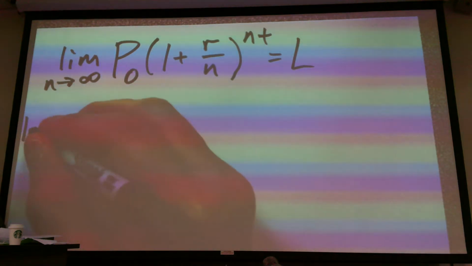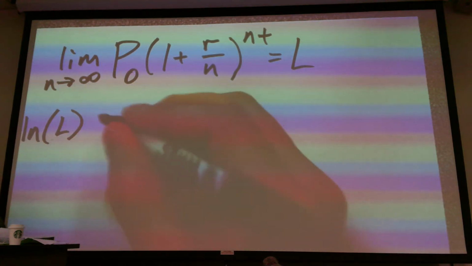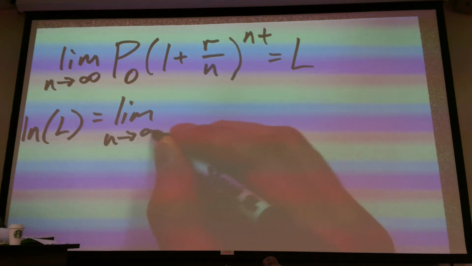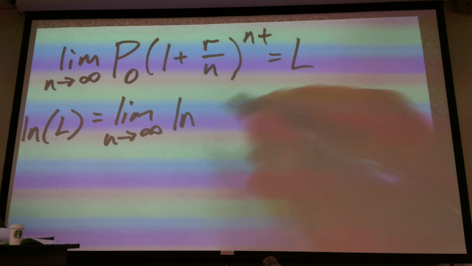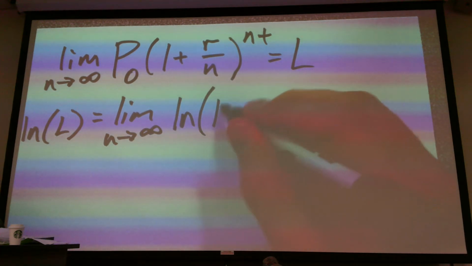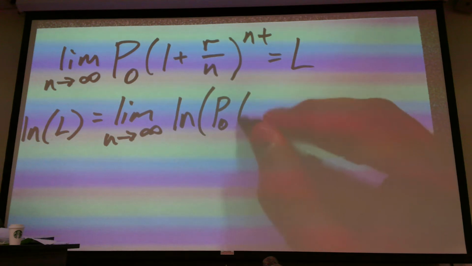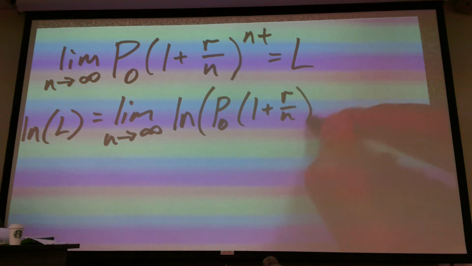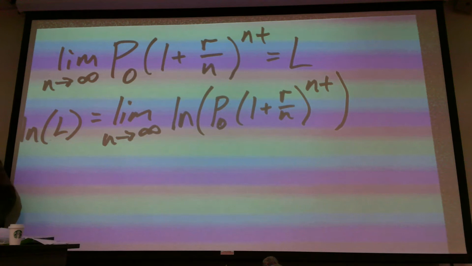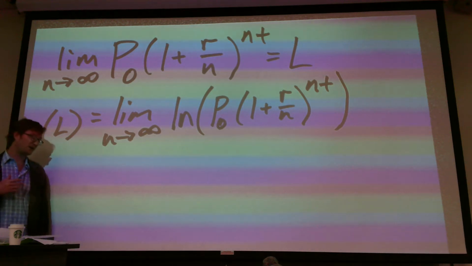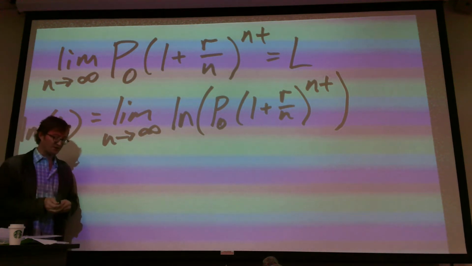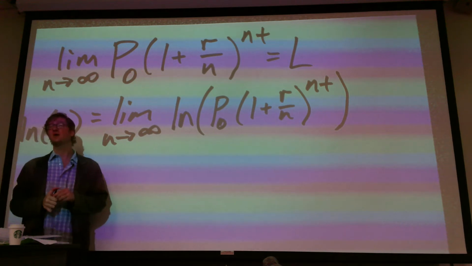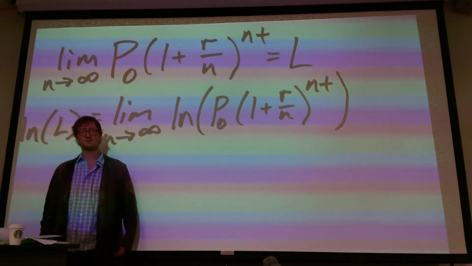So the natural log of L is equal to the limit as n tends towards infinity of the natural log of, big outer parentheses, P naught times 1 plus r divided by n, raised to the nt. And so now we need to start thinking about what laws of logarithms I can use to evaluate this problem, okay?